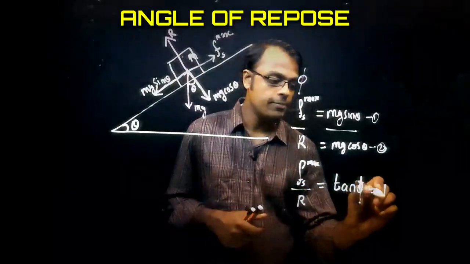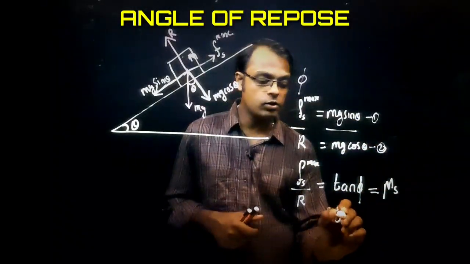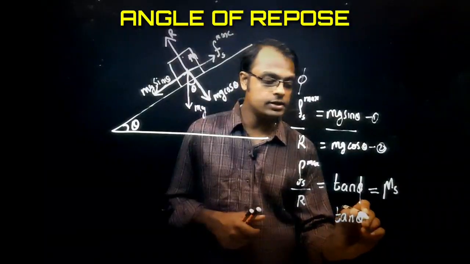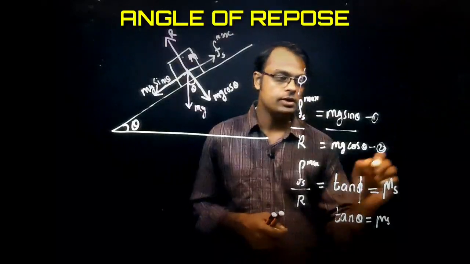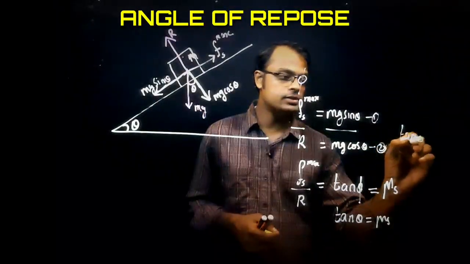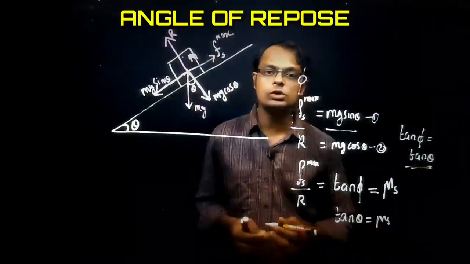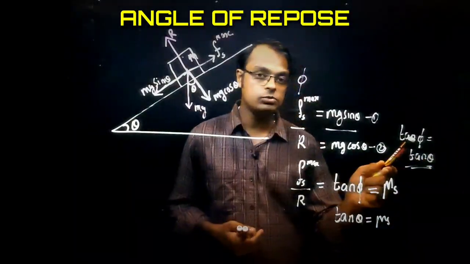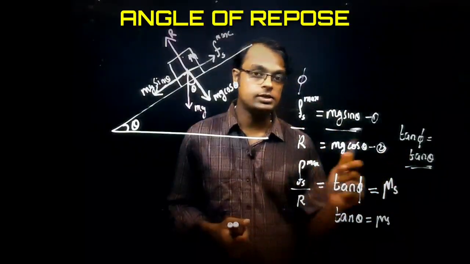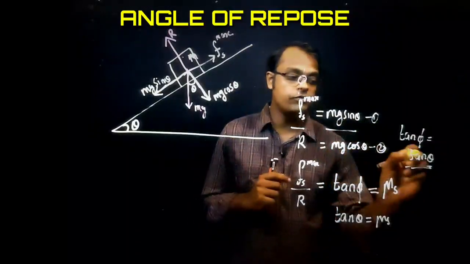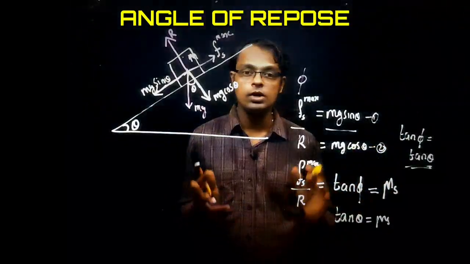We have already written that Fs max divided by R is equal to mu s, correct? And we have already learned about the angle of friction: tan theta is also equal to mu s. So we conclude that tan phi is equal to tan theta. Tan theta means the angle of friction, and tan phi means the angle of repose. That means the angle of repose is equal to the angle of friction.